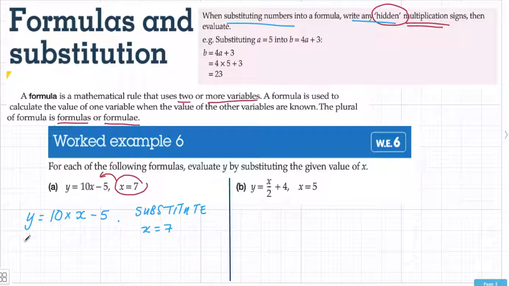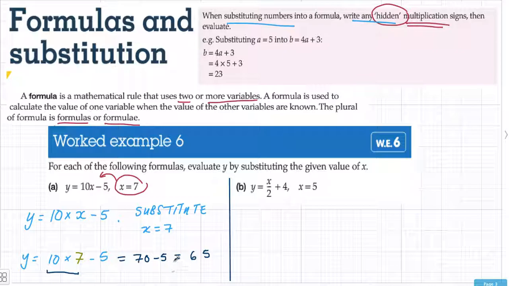Now what that means is we are going to write this equation out again. It's exactly the same. But instead of writing x where I wrote x down, we don't write x. We are going to write the number 7. And what we've done is we've substituted out the x and put the 7 in its place. That's what substitution is. So now when we work through this, remember BIDMAS, you have to do the multiplication part first. So 10 times 7 is 70. Take away 5, and 70 take away 5 is 65.